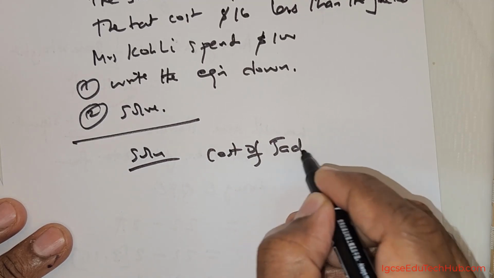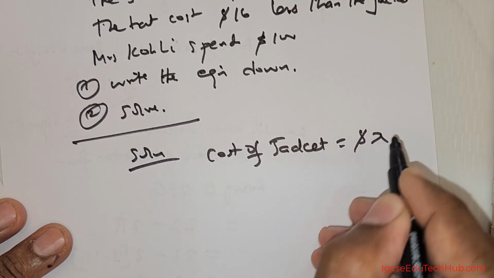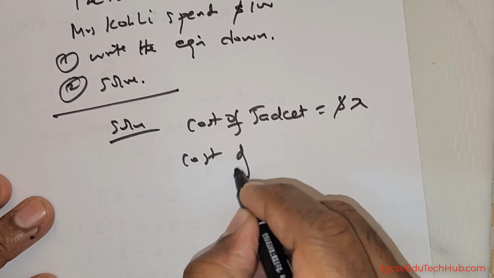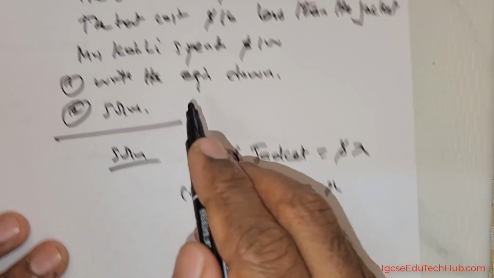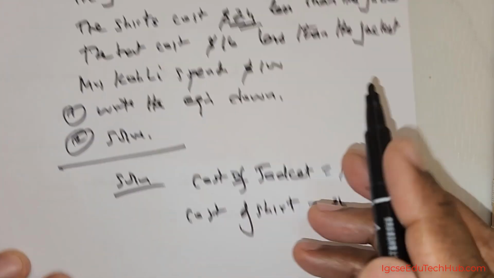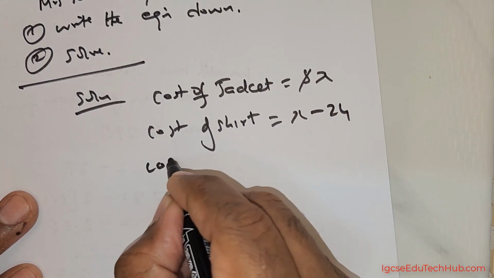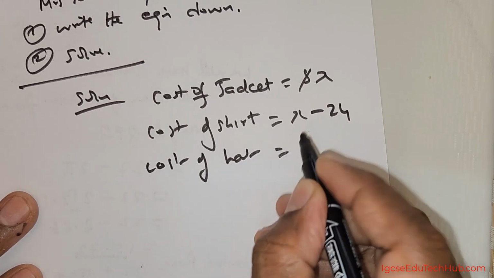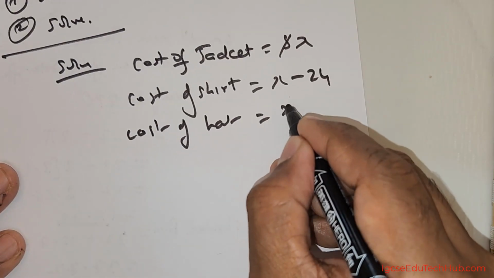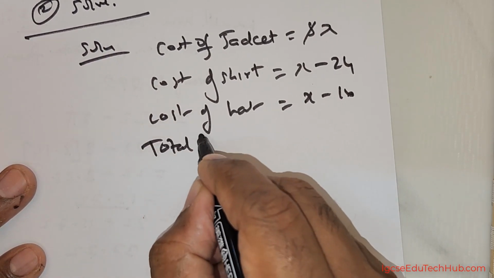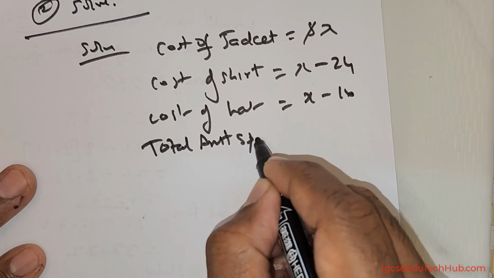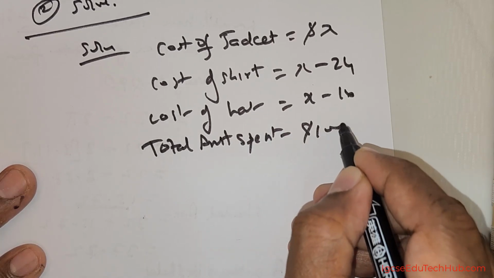Cost of jacket is equal to $X. Cost of shirt is $24 less than the jacket. Cost of hat is $16 less than the jacket. Total amount spent is $100.